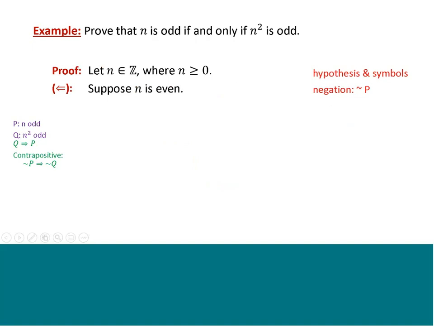Is n being even the negation of p? What do you guys think? Does that look like not p? So statement P was n is odd. So the negation of statement P is n is even. Okay? Now, to do that same thing with Q, anybody have a guess on the negation of Q?